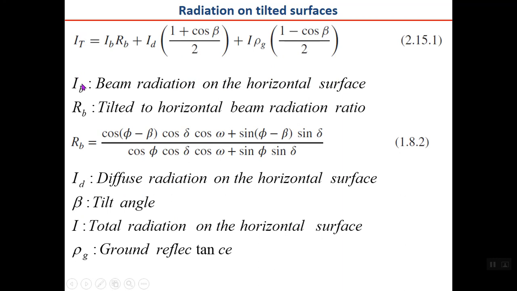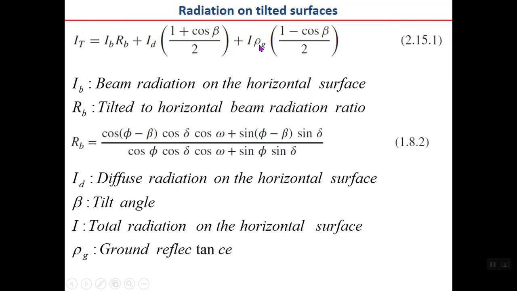As told before, IB is the beam radiation on the horizontal surface. RB is the ratio of tilted to horizontal beam radiation, which is calculated by the equation in chapter 1. ID is the diffuse radiation on the horizontal surface. Beta is the tilt angle. I is the total radiation on the horizontal surface. And rho g is the ground reflectance, which depends on the type and color of the surface.